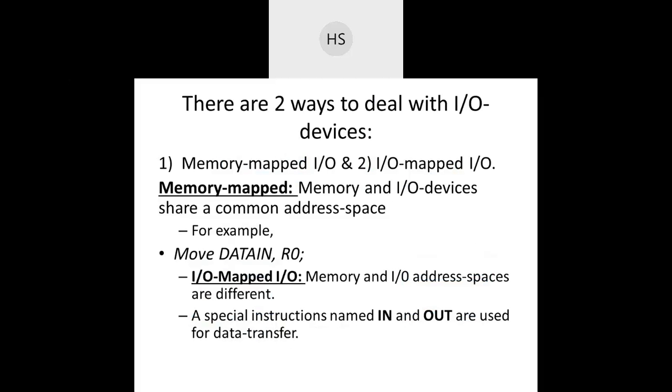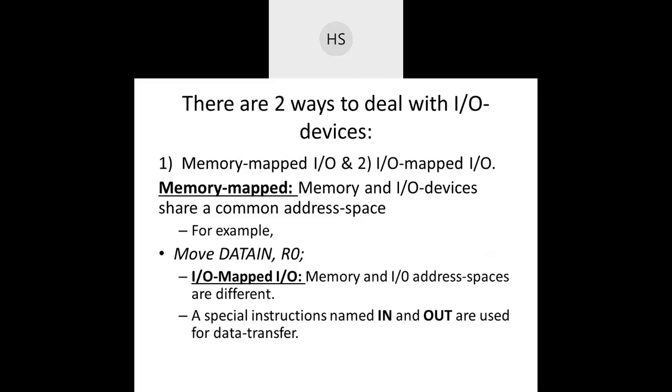In memory mapped IO, what happens? Both your IO device and your memory will be using the same address space. For example, if an instruction is there, move R0, data in, it means that the content of the register buffer, data in, is moved to your R0. What is this data in? This is with respect to your keyboard. You will be using this to put in data. It is a keyboard side buffer which will be storing the data that will be pushed on to your R0.